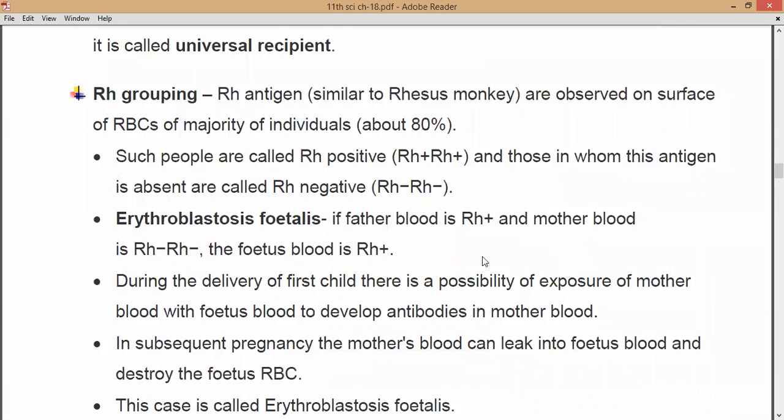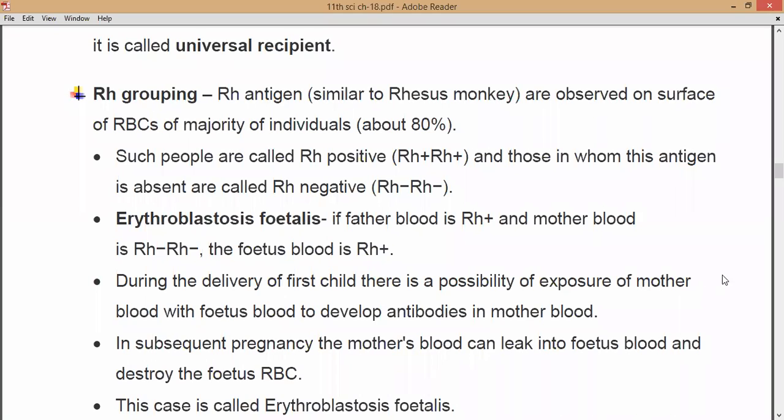Now we are going to see the RH grouping system, and this is based upon the RH antigen, which is similar to that of the rhesus monkey. This was first observed in the rhesus monkey, and this RH antigen is observed on the surface of RBCs of the majority of individuals. That means most people have RH antigen on their RBC. So around 80% of people have RH antigen on their RBC, right?